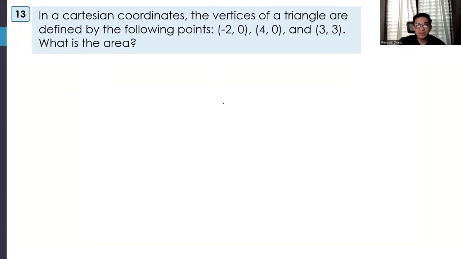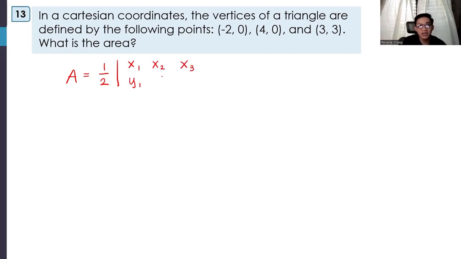Number 13. In a Cartesian coordinates, the vertices of a triangle are defined by the following points. Negative 2, 0, 4, 0, and 3, 3. What is the area? So, pag binigyan kayo ng tatlong points, which is our triangle, yung formula lang po na gagamitin natin is this one. A is equivalent to 1/2. Then parenthesis, x sub 1, x sub 2, x sub 3. Sa baba, y sub 1, y sub 2, y sub 3, close parenthesis.